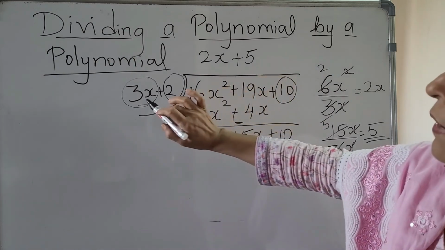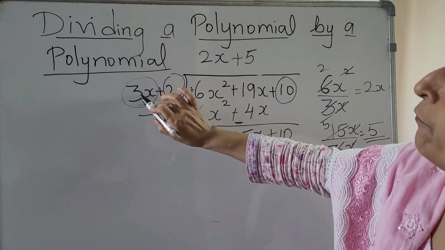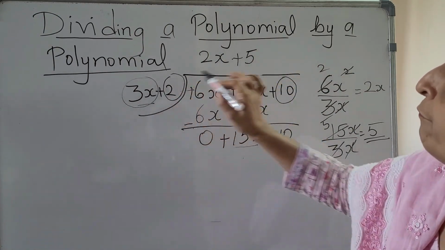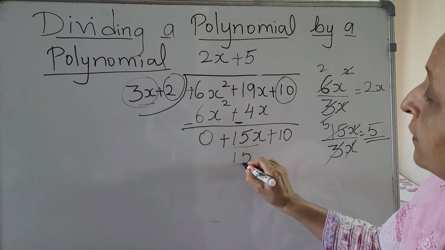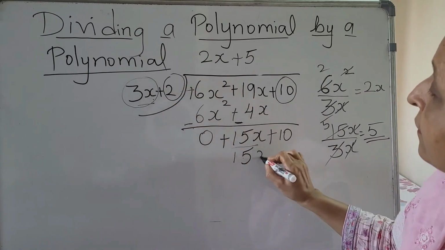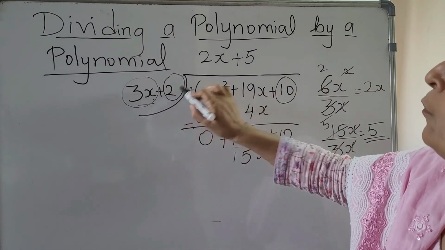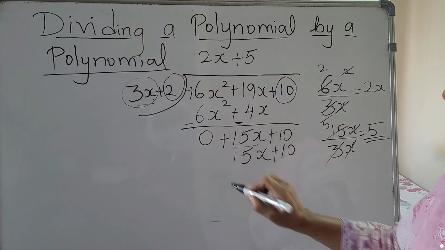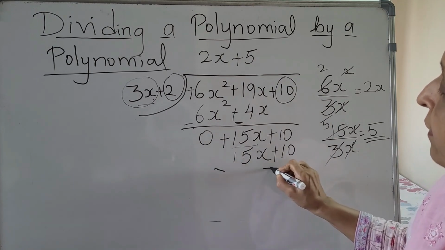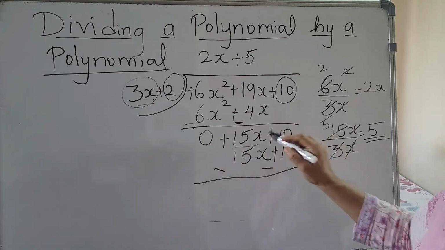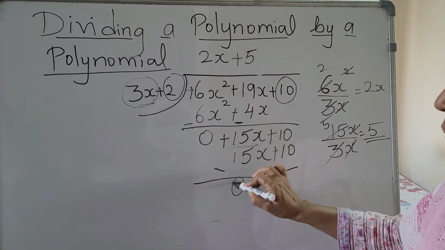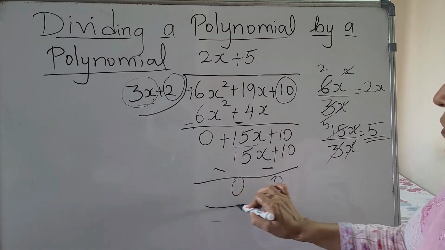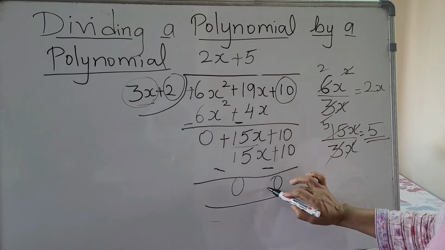Now, multiply each term of the divisor with the quotient and write here. 3 5s are 15x. 2 5s are 10, plus 10. Now put the minus sign down. 10 minus 10, 0. So your answer which you get is 0.